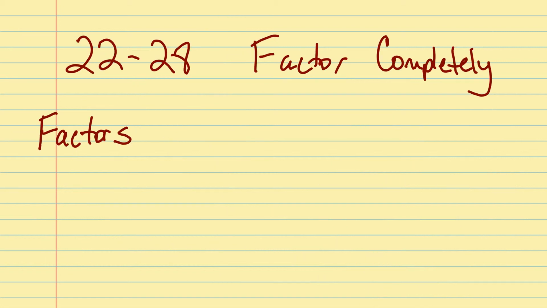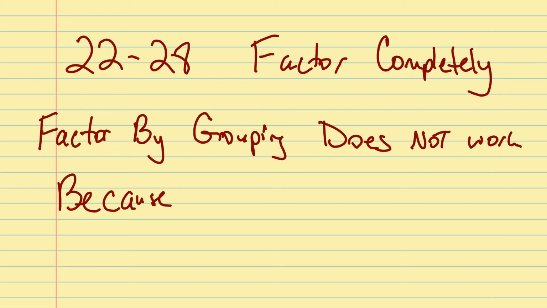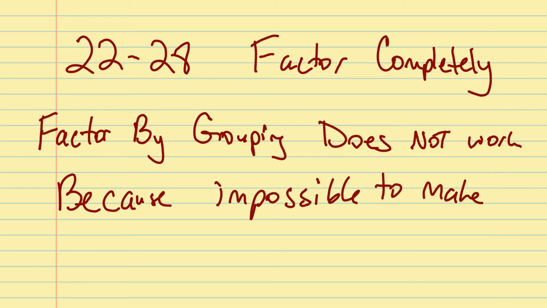Alright, 22 to 28, it says you need to factor completely. And 22 through 28 kind of look like what we did beforehand, where we factored by grouping. Factor by grouping does not work for 22 through 28 because it's impossible to make matching parentheses.